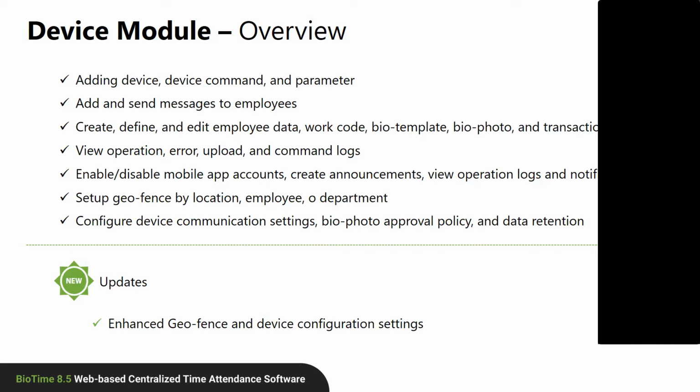Again, we have operations like viewing what operations have gone on the device, like any error upload logs or command logs, which can be seen from the device module. And then we have the mobile app feature. For the mobile app feature, we can directly enable or disable the mobile app accounts and create announcements for the admin users, who can create announcements for the employees in case of any holiday or any events coming on. So, viewing the operation logs and notifications.